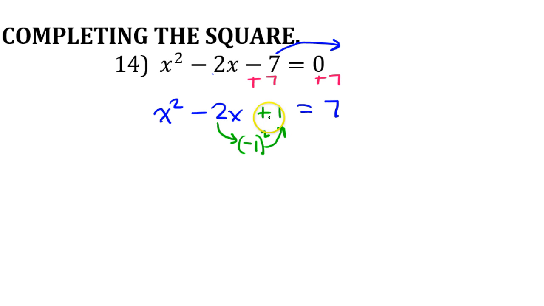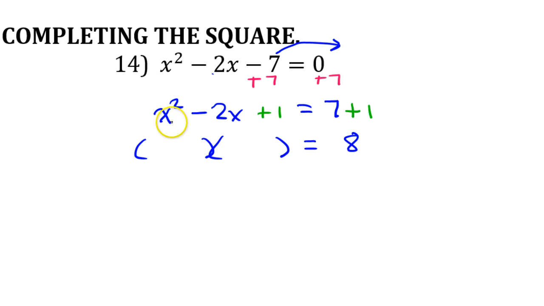A common mistake would be to only put it on the left. To keep the balance of the equation, you need to add it to the left and the right. Okay, so now I've completed the square. Now we will go on and factor this trinomial. You can be confident that it will factor as the same binomial twice. I've got 8 over here. That makes it so easy to factor that we do not need the star method.